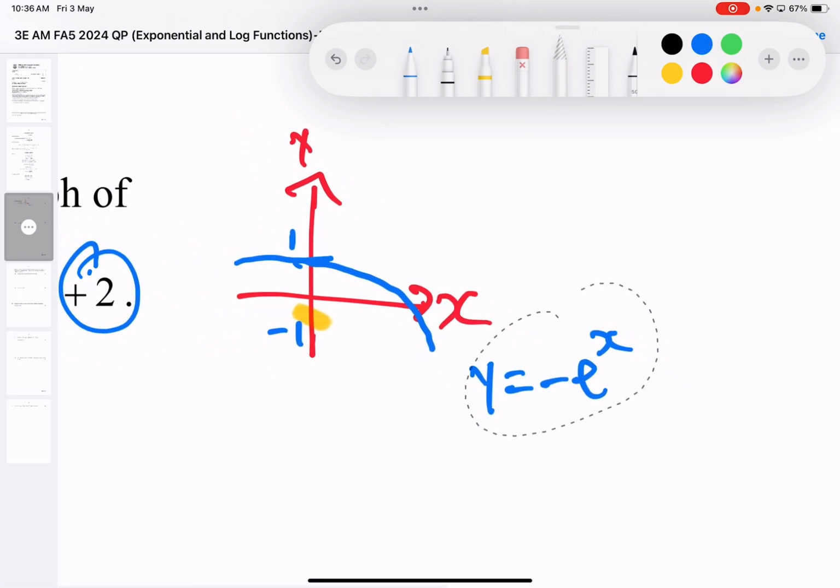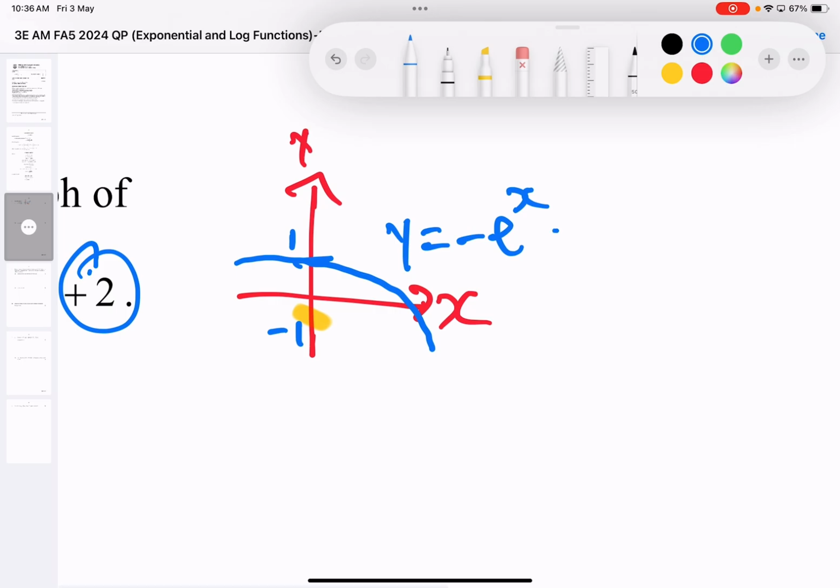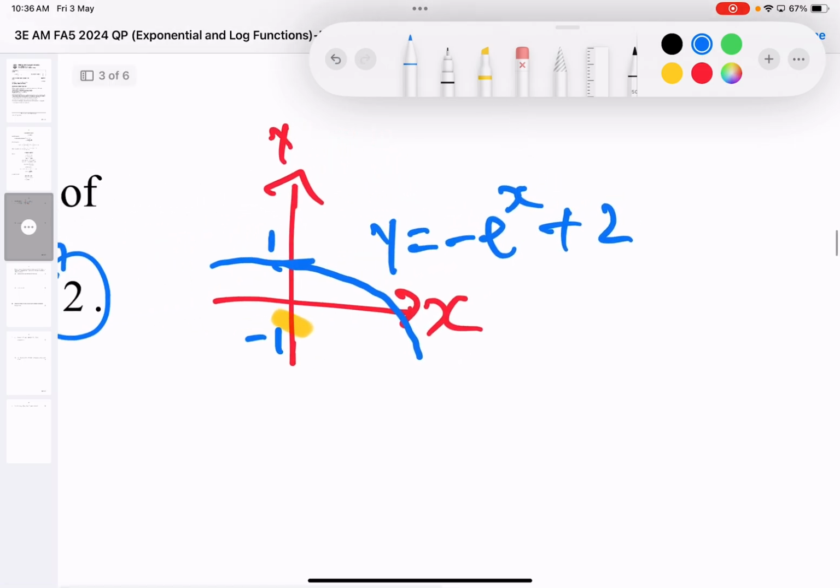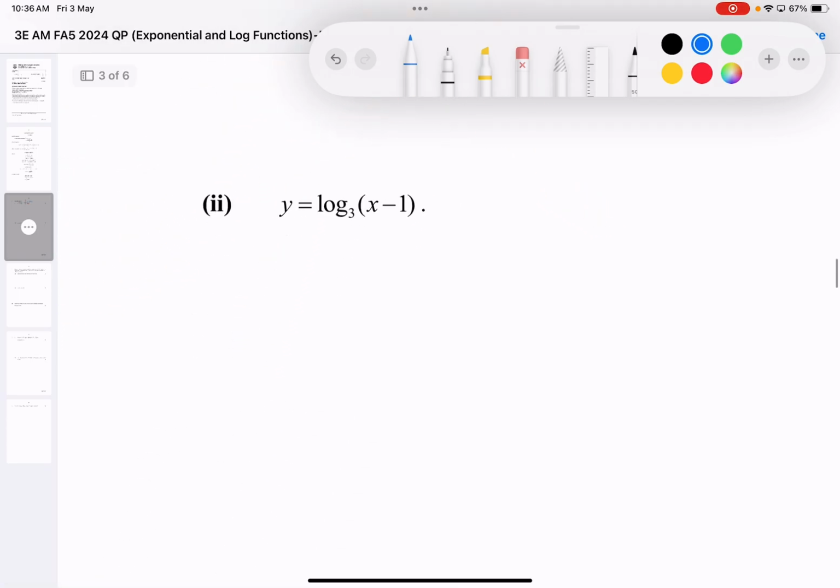So this is my answer over here. This is plus 2. This is the graph of the plus 2. Okay, let's move on to the next one.